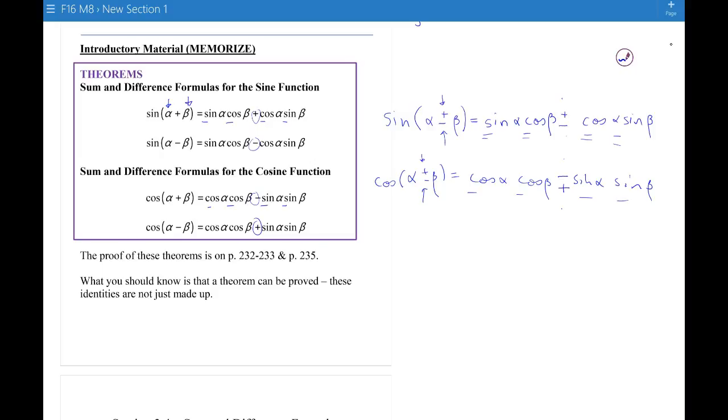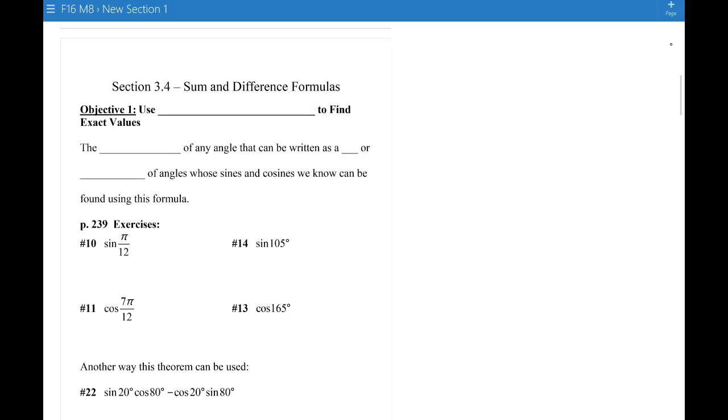And these are theorems. And so know that there's proofs for all these theorems. They are in your book. We're not going to take the time to go through the proofs because in trigonometry we focus more on using the tools. But know that later in math you're very likely to need to be able to prove these theorems. So the first objective is to use the sum and difference formulas to find exact values.